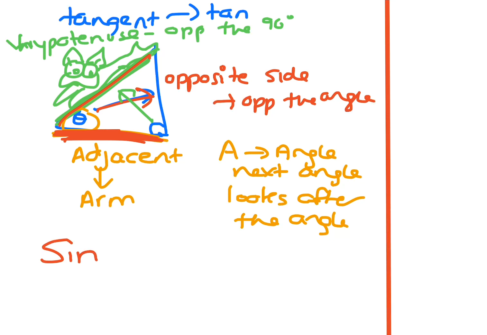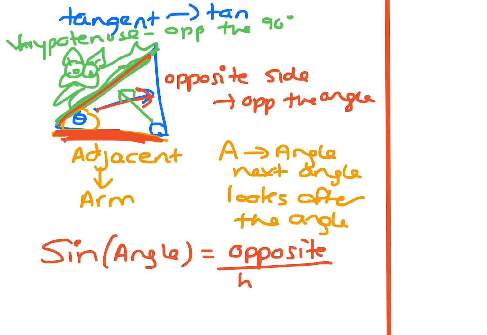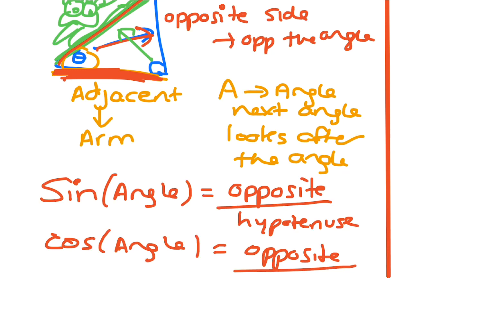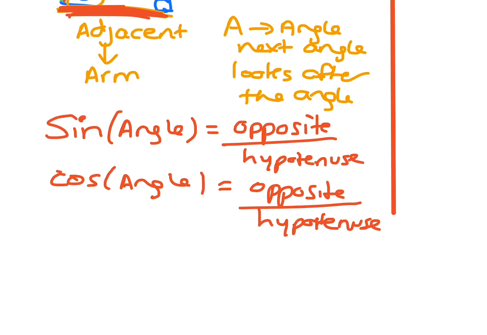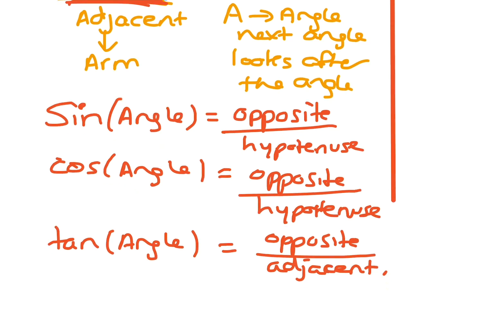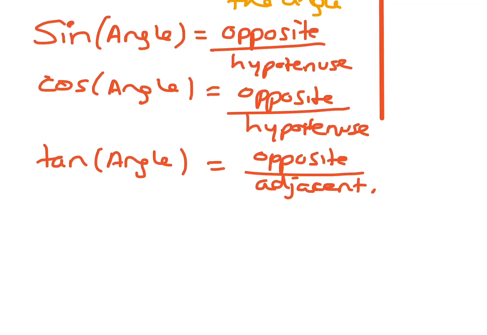Now we're just going to name the ratios. So if you found sine of the angle, that is always given as the opposite side over the hypotenuse. Cos of the angle, that is the adjacent side over the hypotenuse. And then tan of the angle equals the opposite side over the adjacent side. Okay, so it's opposite over the adjacent.